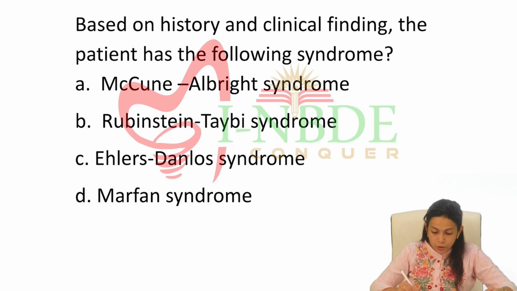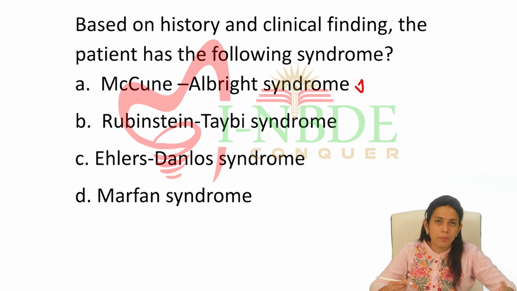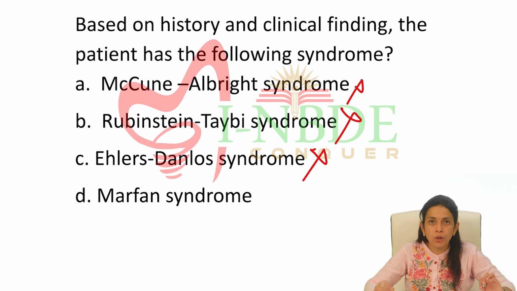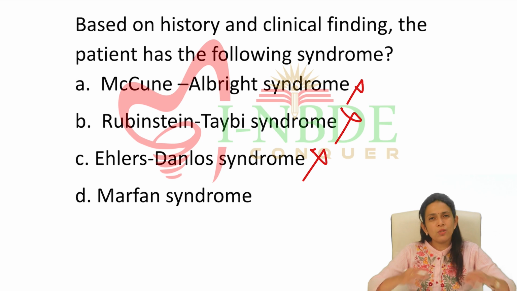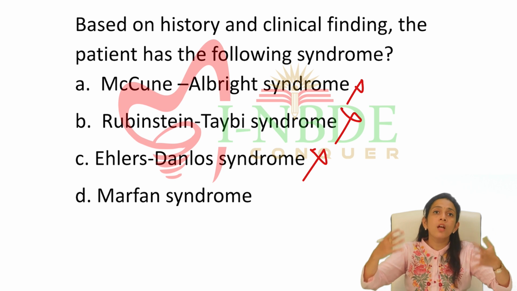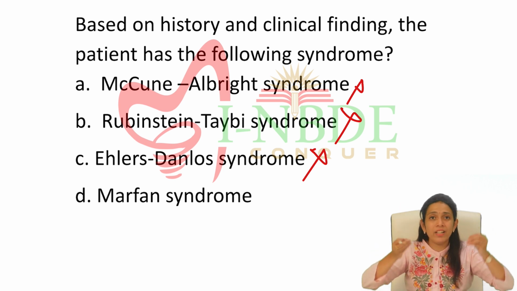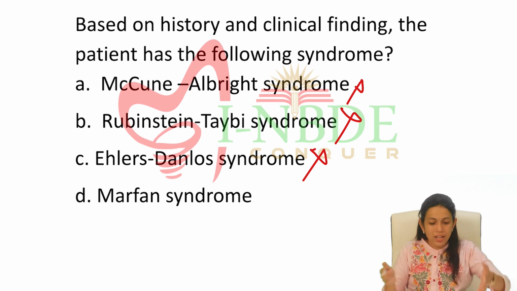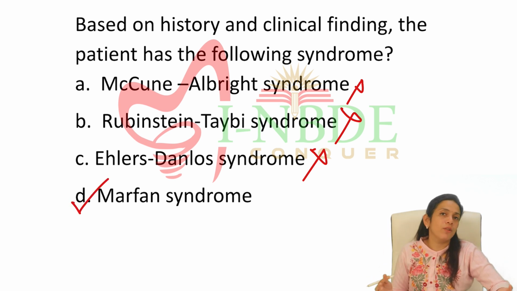First, McCune-Albright syndrome, no, you see café-au-lait pigmentation and all that, so it's not that. Rubinstein-Taybi, no, anyways, it's not that. Ehlers-Danlos, of course, here you have seen little hypermobility of joint, but in Ehlers-Danlos you see hypermobility of the skin, everything. The other features of elongated hands and feet, mitral valve prolapse, the aortic aneurysms, and definitely the gene mutation of fibrillin type 1, that is a very important key point of our Marfan syndrome.